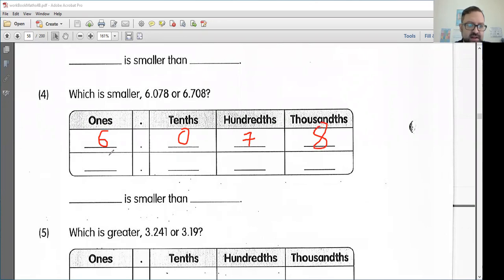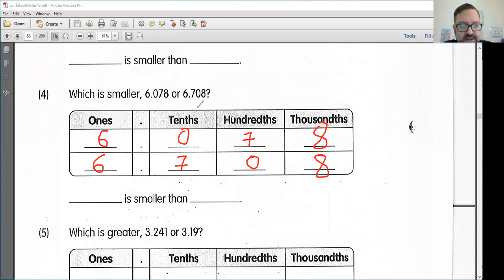All right, next I have 6 ones again, 7/10, 0/100, and 8/1000 again. So which one is smaller? Well, once again, our ones are equal. We start over here on the left side. Then we have my decimal points here.